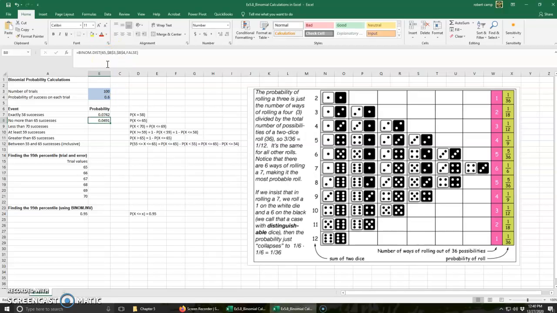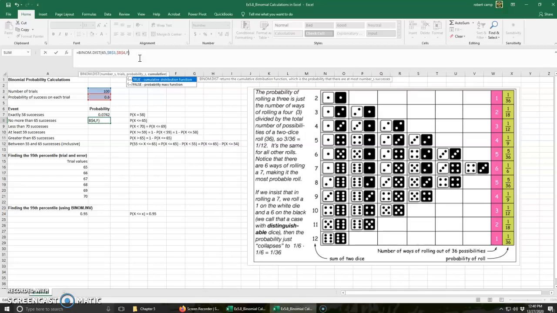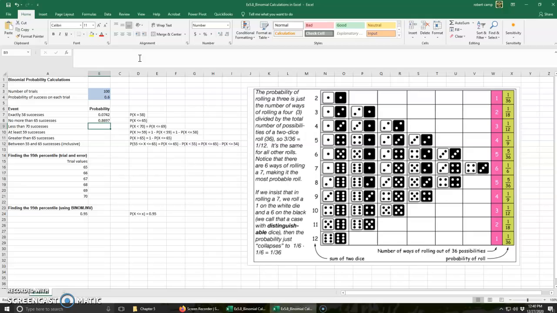So the chance that we'll have exactly 65 is 4.9%, but we want 65 and less. So instead of false, we're going to change this to true because we're going to make it cumulative. And 1 is true. And so there we go. There's an 86.97% chance that we will have no more than 65 successes. Okay, so now we want less than 70 successes.